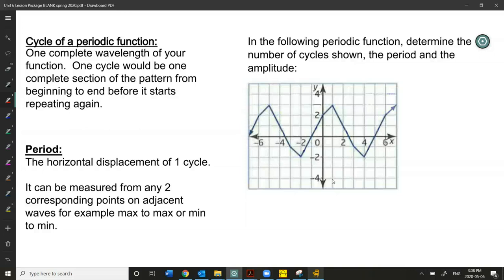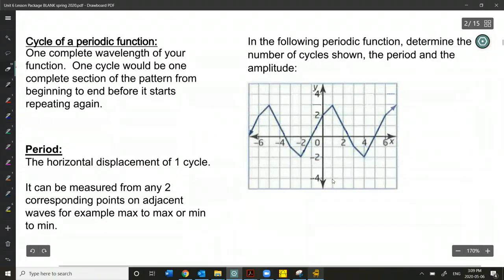And the period is going to be the horizontal displacement of one full cycle. So it can be measured from any two corresponding points on adjacent waves. For instance, I can measure a period from a max to a max, a min to a min, or any other two corresponding points. So for instance, we could do max to max and measure the number of units between there. We can also do, like I said, min to min, so I can measure the units between here.